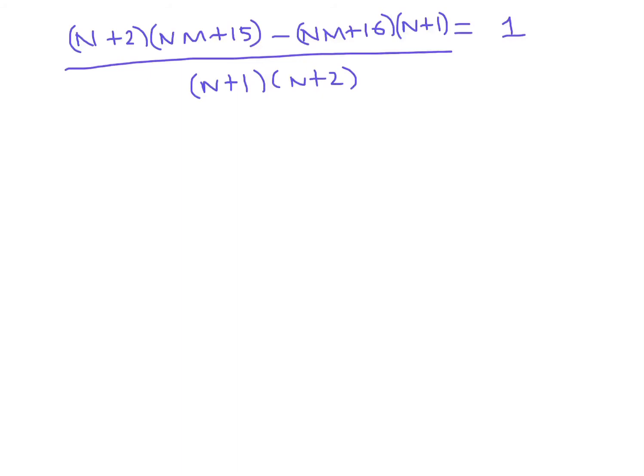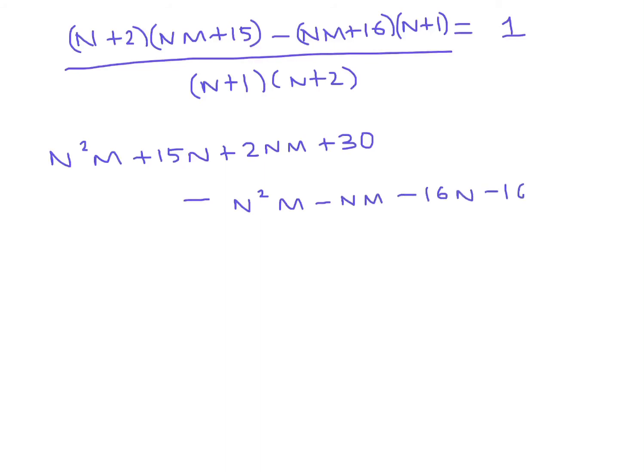So let's multiply this all out. We have n squared m plus 15n plus 2nm plus 30 minus n squared m minus nm minus 16n minus 16. And I'll just cross multiply. It equals 1, but I'm going to cross multiply that with that. And I'll expand it too. Why not? N squared plus 2n plus n plus 2. All right? Just basic algebra here. Nothing fancy.